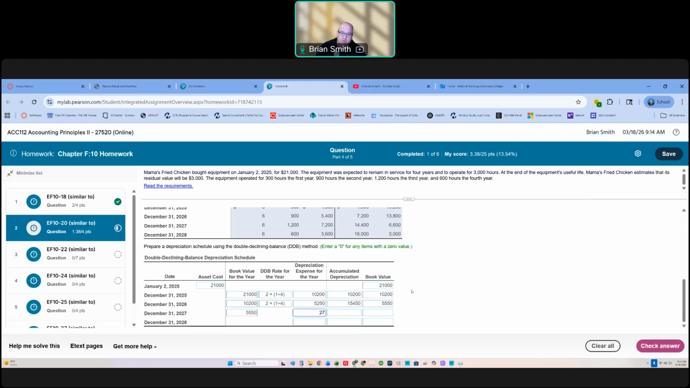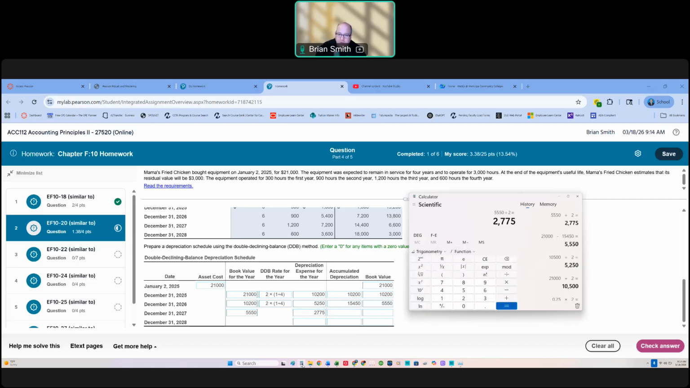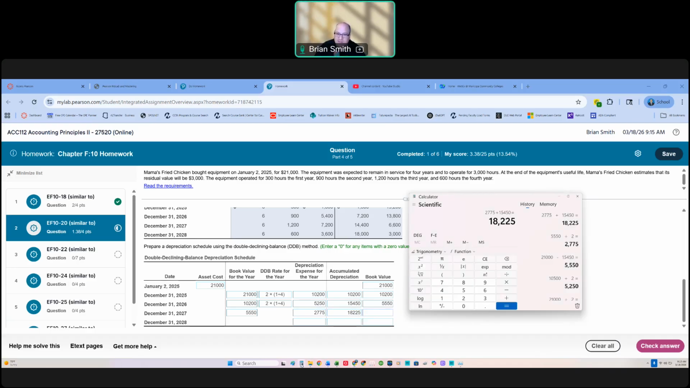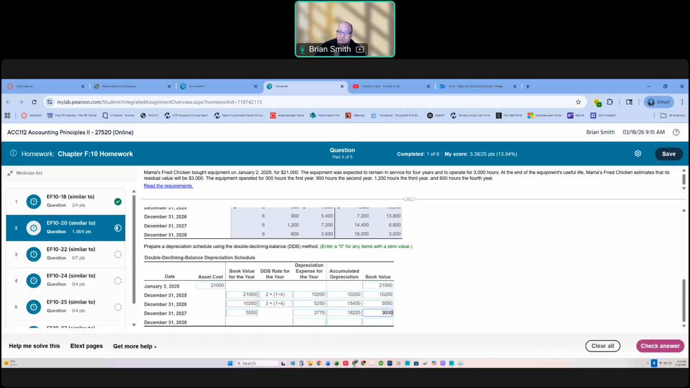2,775 and then added that to accumulated depreciation. It gives us 18,225. And what that's going to do is depreciate this asset lower than its $3,000 residual value. We can't do that. All right. We've got to stop at 3,000.